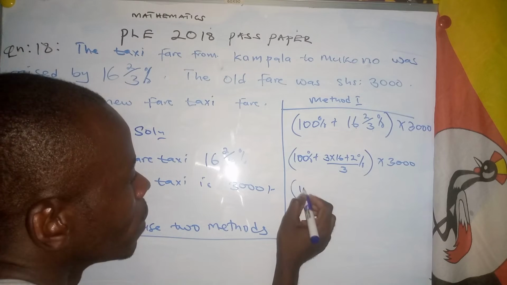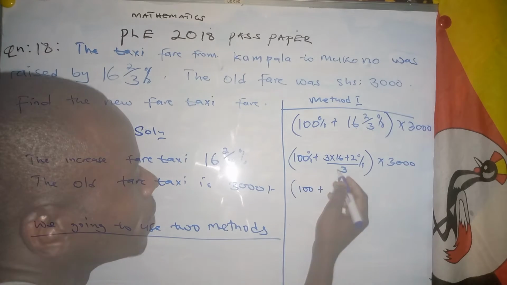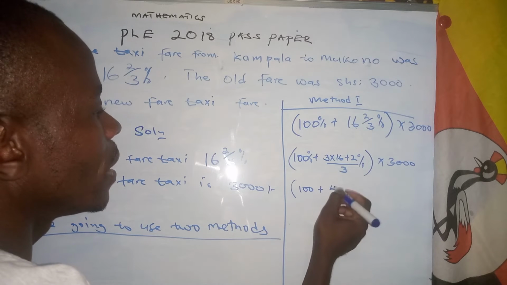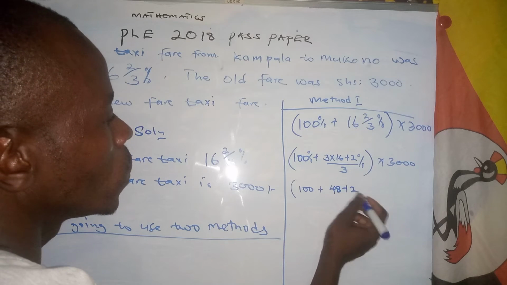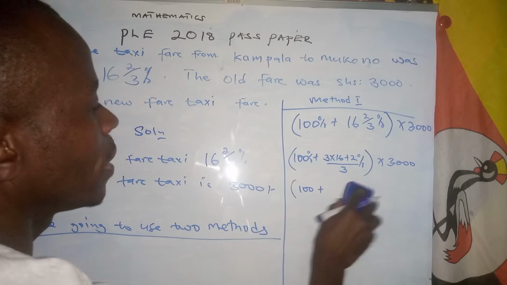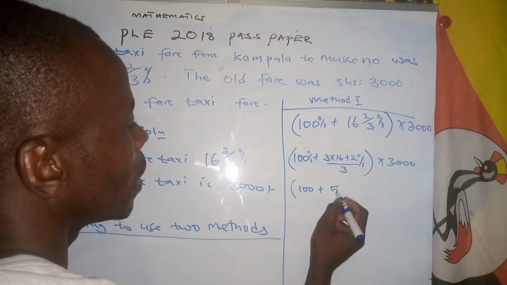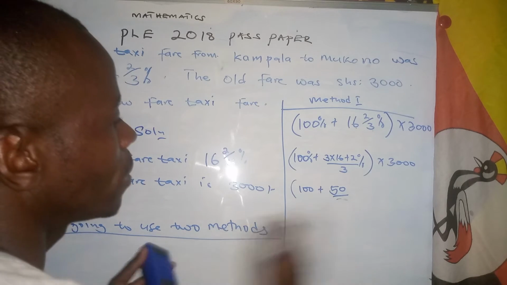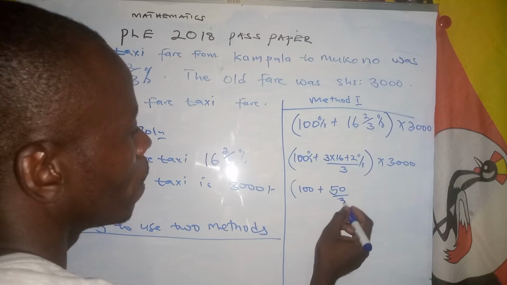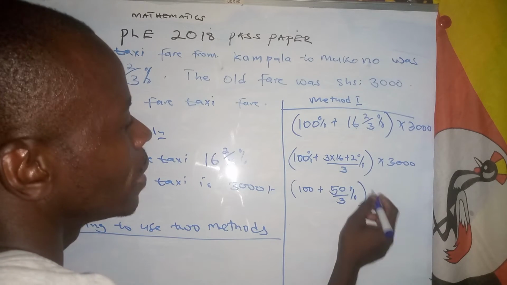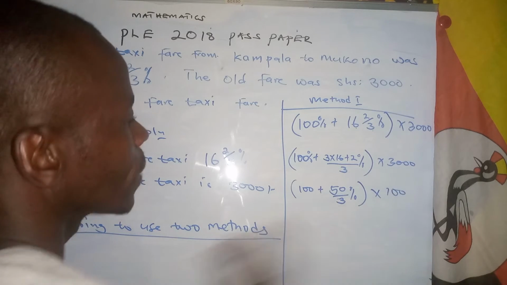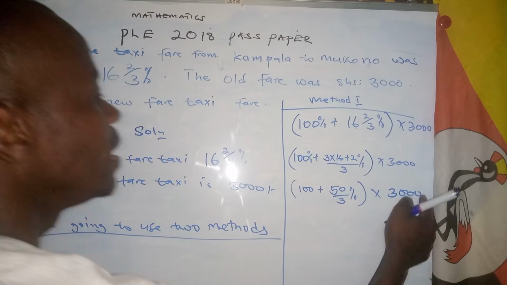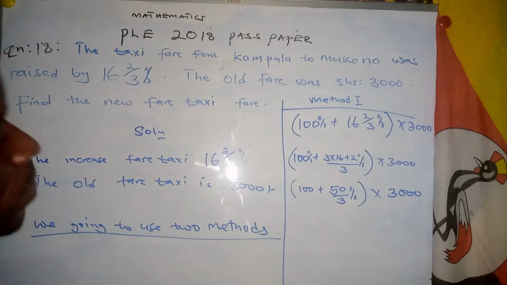Here 100 plus 3 times 16, that is 48 plus 2, that is 50. Let us put here just 50 out of 3%, times 100, times 3,000. This is also the old tax.